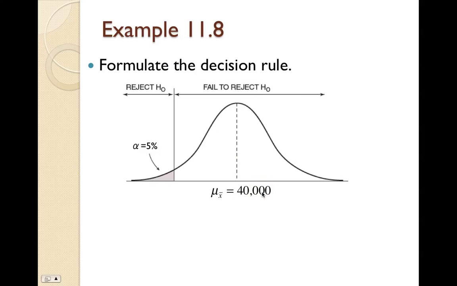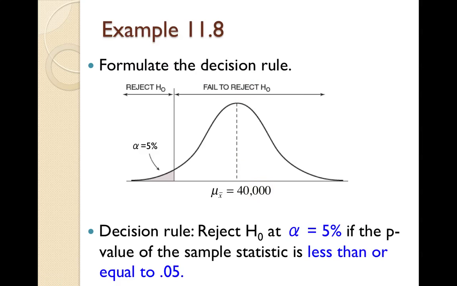So we're going to formulate our decision rule as follows. Reject H0 at alpha equal 5% if the p-value of the sample statistic is less than or equal to 0.05. We want the p-value to be smaller than alpha, because if it is smaller than 0.05, it would indicate that x bar is positioned somewhere in this shaded region. And somewhere in this shaded region is considered far enough away from the center for us to reject the null hypothesis.